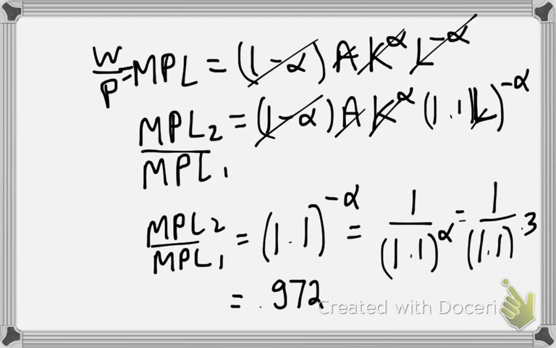0.972. So the marginal product of labor goes down by 2.8%, roughly, moving the decimal over. So that's the effect of this increase in labor on output, on the marginal product of capital, and on the marginal product of labor.